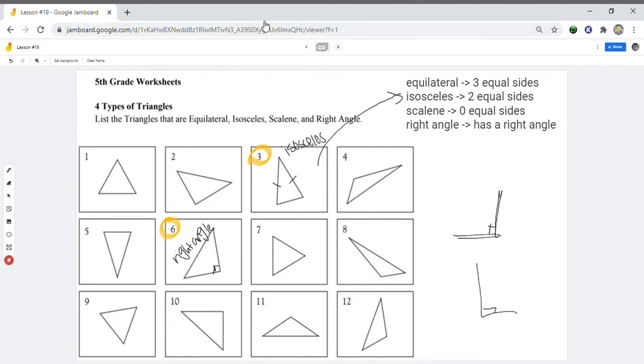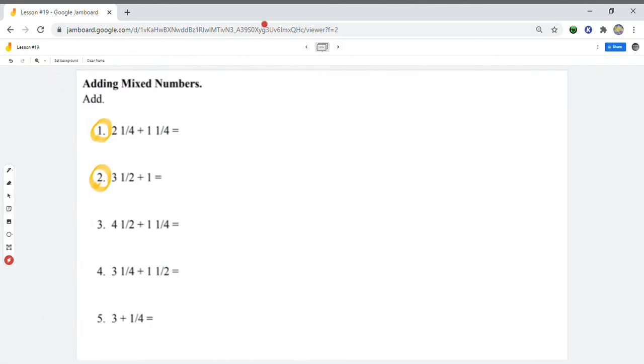So now let's look at the second section. It's going to be adding mixed numbers. And it says to add. Adding mixed numbers is pretty easy. So we're going to look at number 1 and number 2 together. So number 1 is 2 1/4 plus 1 1/4.